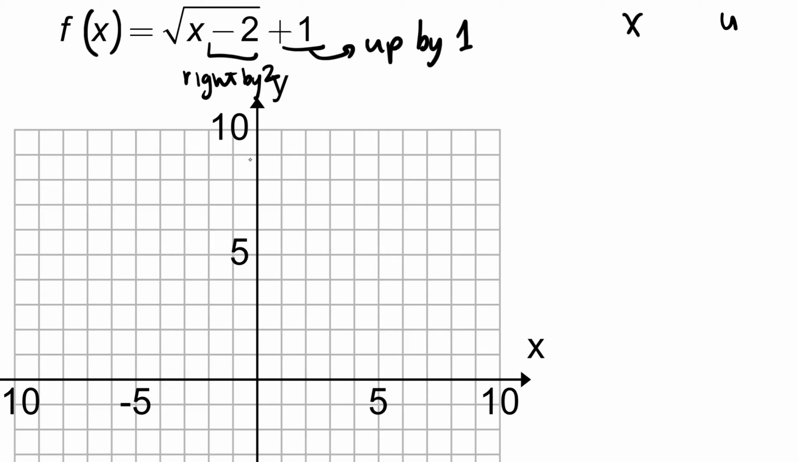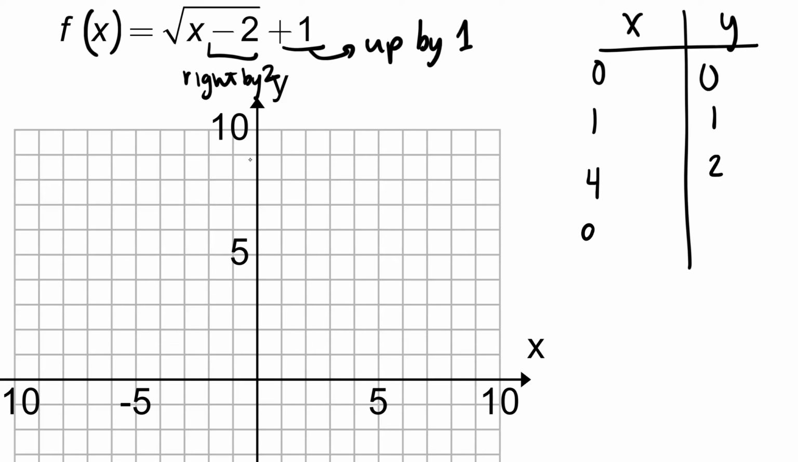So I'll list out my original parent function values. We always start with these: 0, 0, 1, 1, 4, 2, and 9, 3. These are the original values from up above. Then I want to take every y value and shift it up by 1, so I'm going to be adding 1.